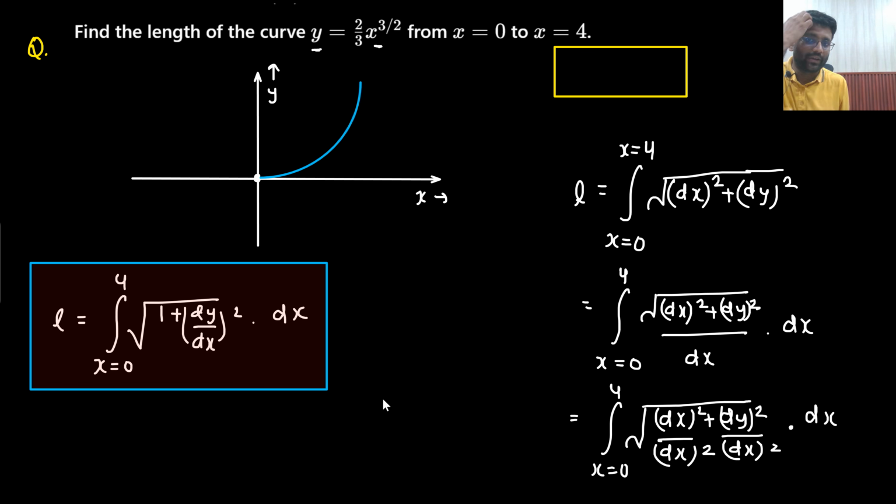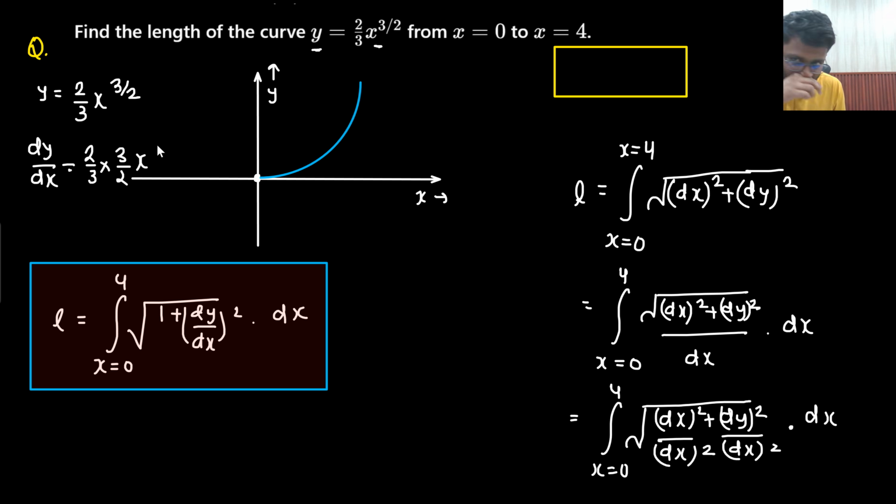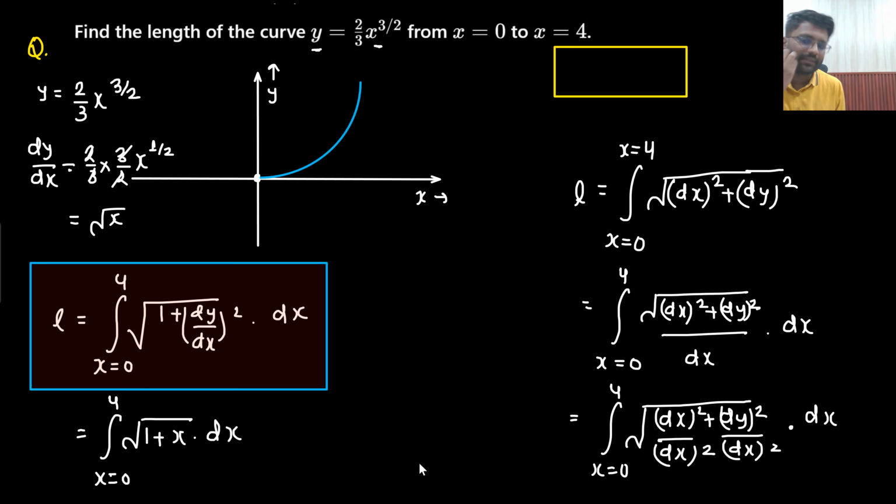What is y? This is your y, which is 2 by 3 x to the power 3 by 2. What will be dy by dx? Dy by dx would be, 2 by 3, with 3 by 2 coming outside, x to the power 3 by 2 minus 1 will be 1 by 2. 2 and 2 get cancelled out, 3 and 3 get cancelled out, so dy by dx would be under root x. So x going from 0 to 4, under root 1 plus, what will be under root x whole square? That will be x only, dot dx.